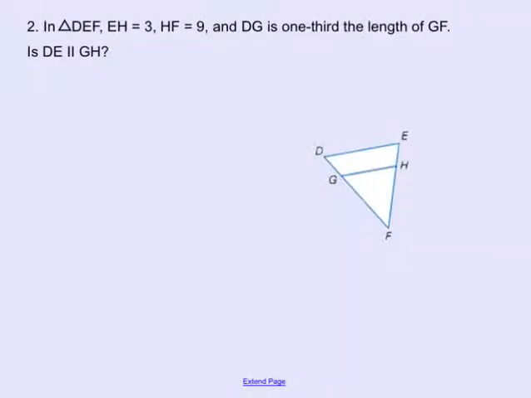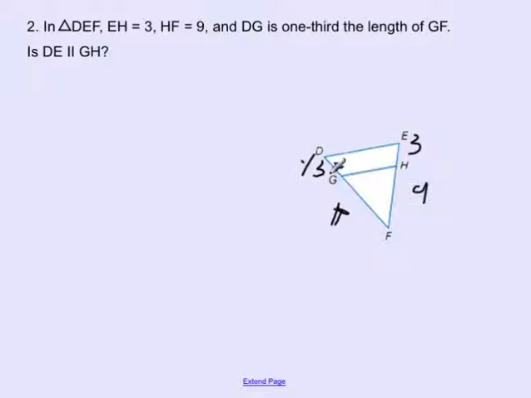So let's take a look at this problem. In number 2, it asks us if triangle DEF has a parallel line, where EH we're given is 3, HF we're given is 9, and DG is 1/3 the length of GF, sorry. So we're going to let GF represent x, and we know that DG is 1/3 the length of that. So DG is 1/3 x.